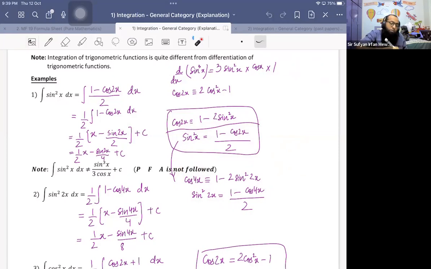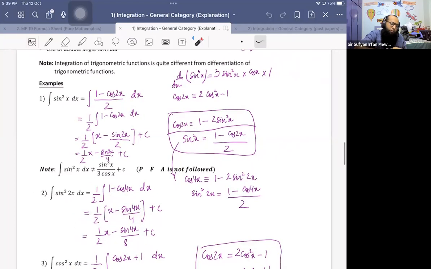So sine square 2x is 1 minus cos 4x upon 2. Then the 1 upon 2 is taken outside. Integrating 1 minus cos 4x: the integration of 1 will give x. The integration of cos 4x will give sine 4x upon 4. In the indefinite integral we will take plus c. We can leave this as a final answer. No big deal at all.